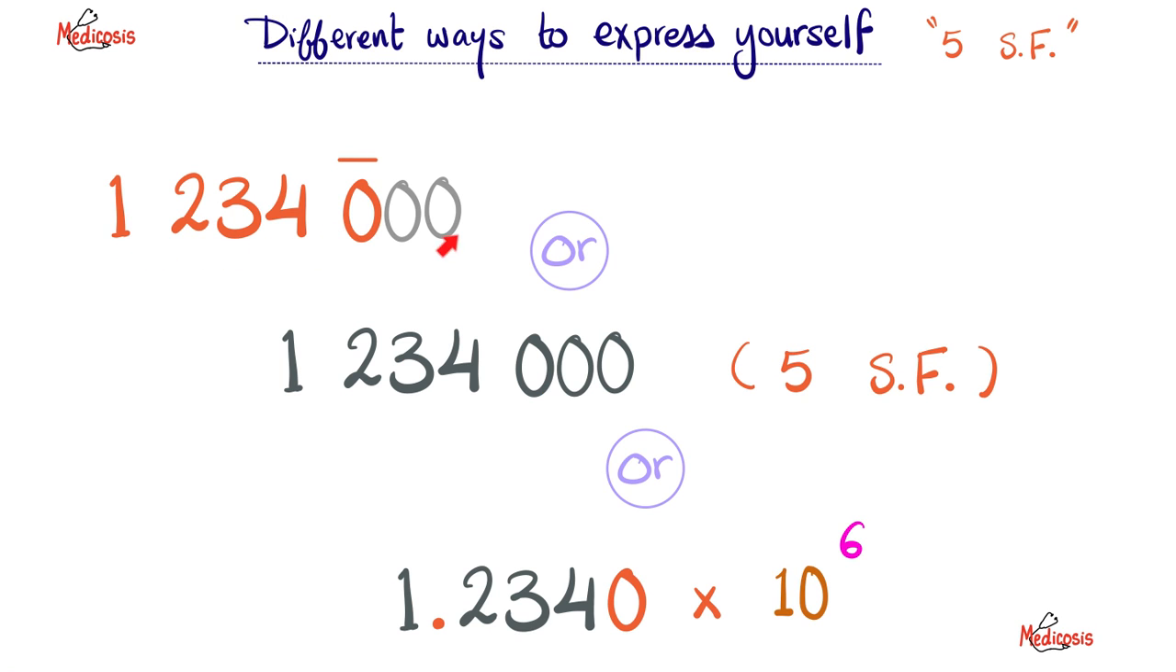When I write the number like this with a hyphen or a bar above the 0, it means that this digit is significant, but after that, not significant. So in this number, how many significant figures? 1, 2, 3, 4, 5 significant figures. You can write the same number like this, and it still has only 5 significant figures.